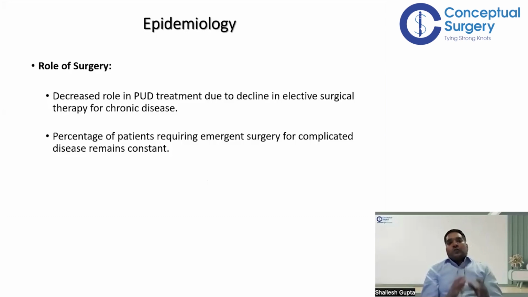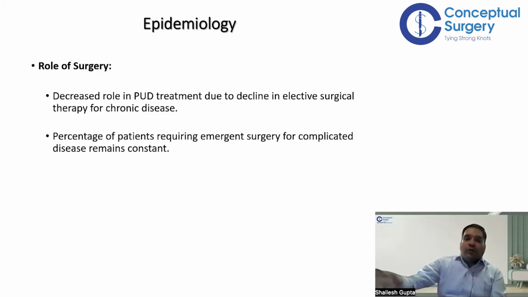Moving on to the role of surgery, what has changed in the past decades? The role of surgery has decreased in peptic ulcer disease because the complications are happening less. But the percentage of patients requiring emergent surgery for complicated disease remains constant, right? So the overall rate has come down because the overall incidence has come down, but the surgery done for complicated disease remains constant.